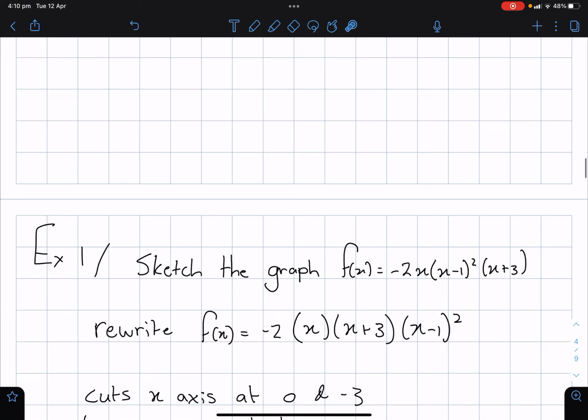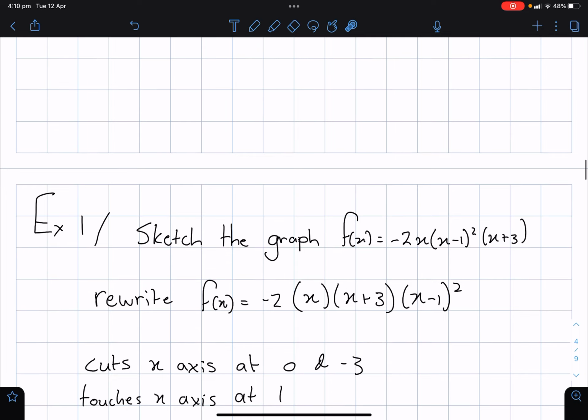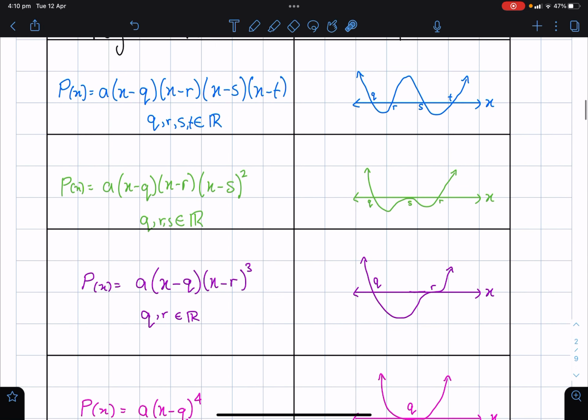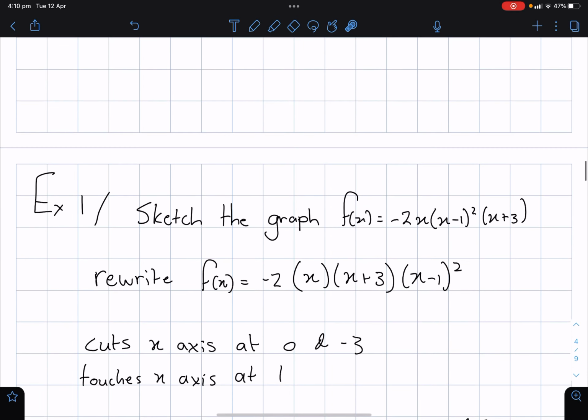So what we do now, we look at and label what our x-intercepts are doing. So with linear factors, okay, it cuts the x-axis at the solution to these linear factors. All right, so when x is 0 and x is −3, and then it touches the x-axis at 1. Because this is a squared factor, if we look back up in our little table, we can see that that squared factor, it touches. So that's how we classify.